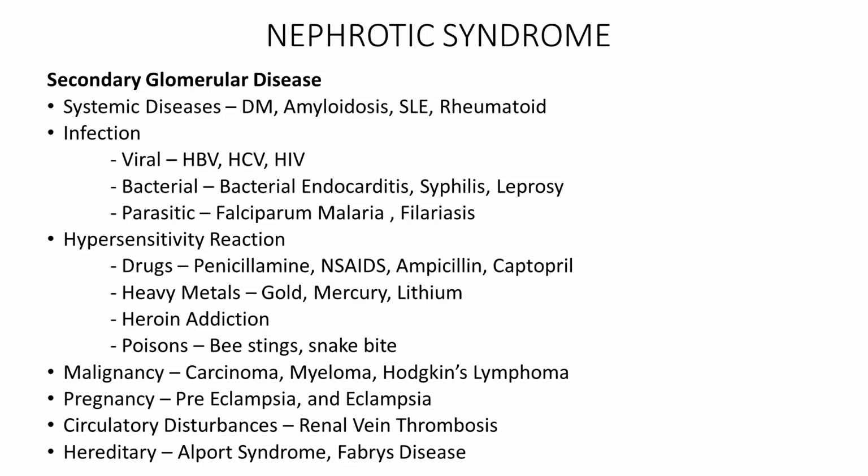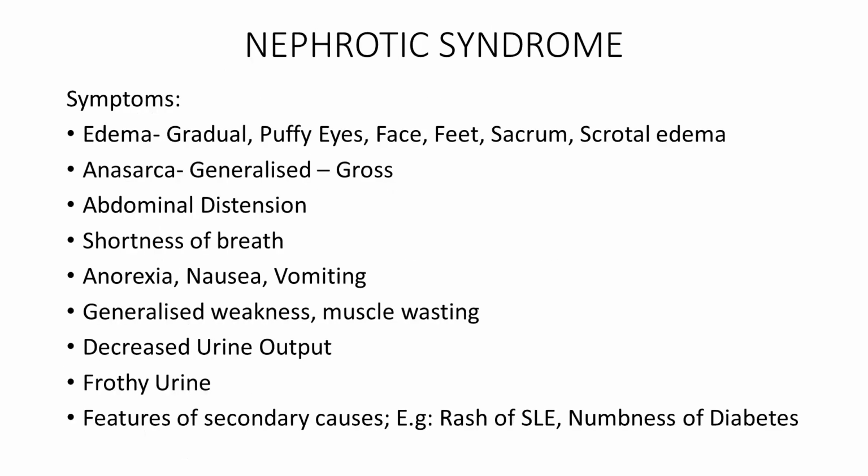Malignancy, carcinoma, myeloma, Hodgkin lymphoma, pregnancy, preeclampsia and eclampsia, and circulatory disturbances like renal vein thrombosis, and hereditary form of nephrotic syndrome, which is relatively rare, is Alport syndrome. But Alport syndrome usually presents as nephritic syndrome.